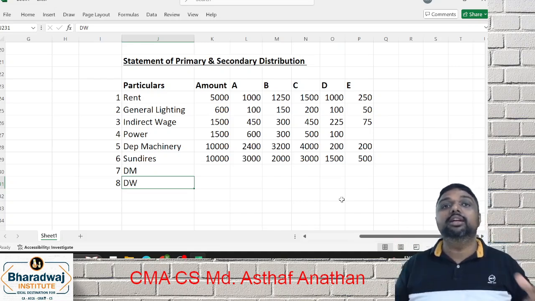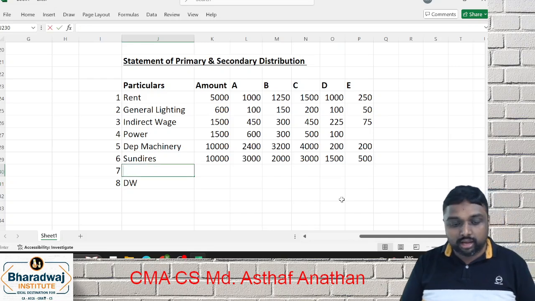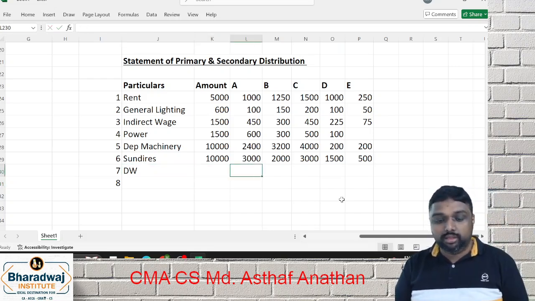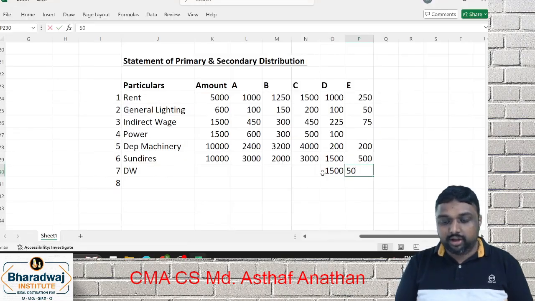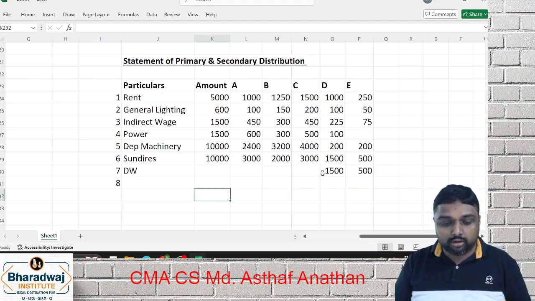Primary department is concerned, it's an overhead. Material and labor is not an overhead, that is one thing. So material is not there, you can eliminate it, but you have direct wage. Some questions, material also will be there. So here direct wage is there. What is the amount? 1,500 and 500. It will be taken only for the service department. Now you have to take the total of all.